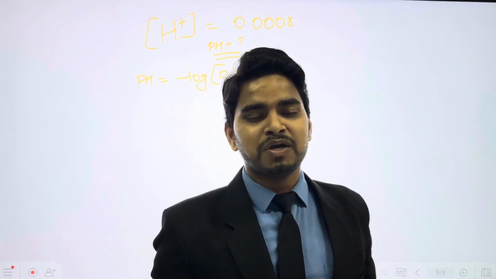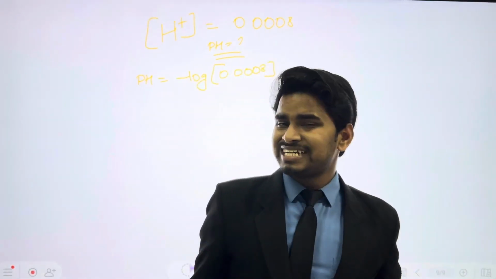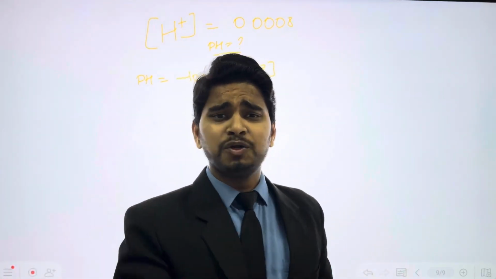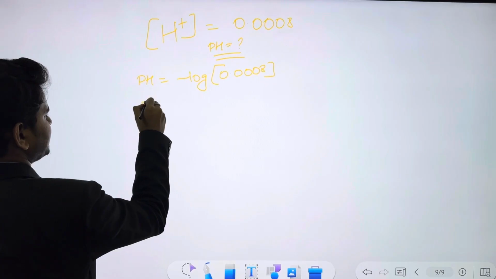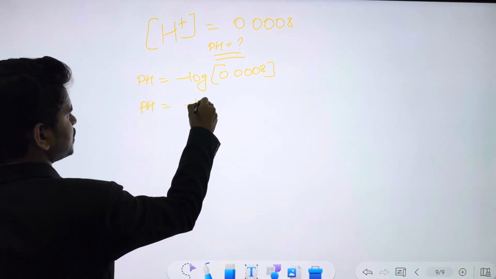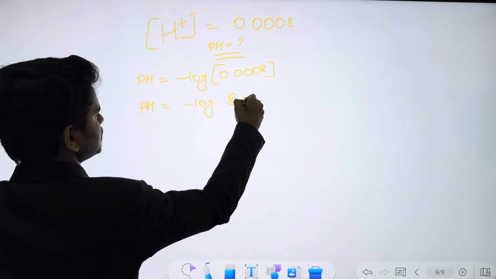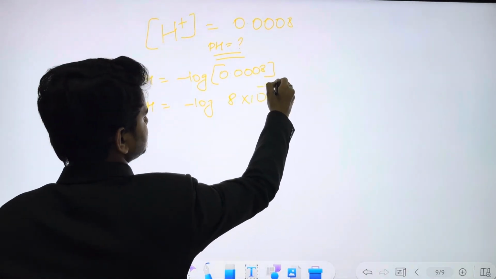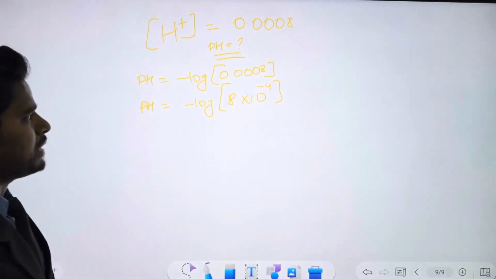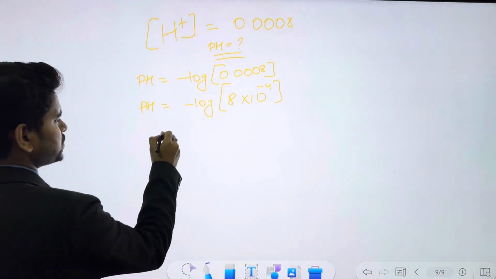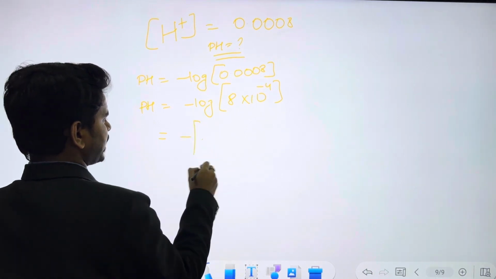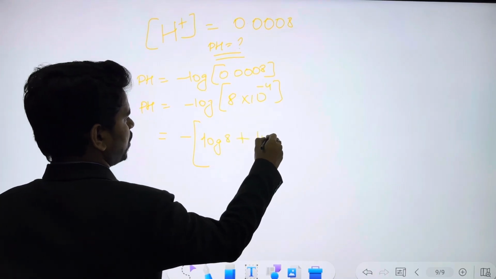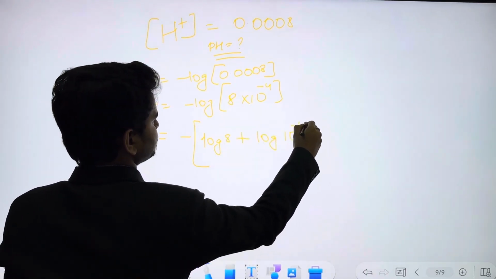The first thing you have to do is write the number in standard form. What is standard form? A number, decimal, whatever the value, into 10 to the power something. So we can write it as minus log 8 into 10 to the power minus 4. That's what we can write, and then go ahead and solve it. Minus bracket log 8 plus log 10 to the power minus 4.